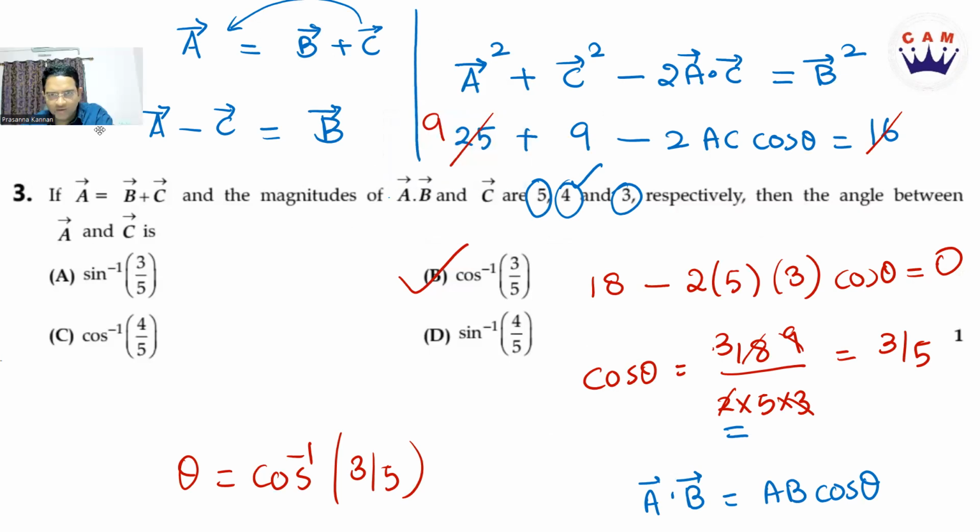So what am I doing? A is equal to B plus C. So I'm bringing C this side. A minus C is equal to B. Squaring on both sides. Substituting the values for magnitude of A, C and B. Then finding. Right. Correct?